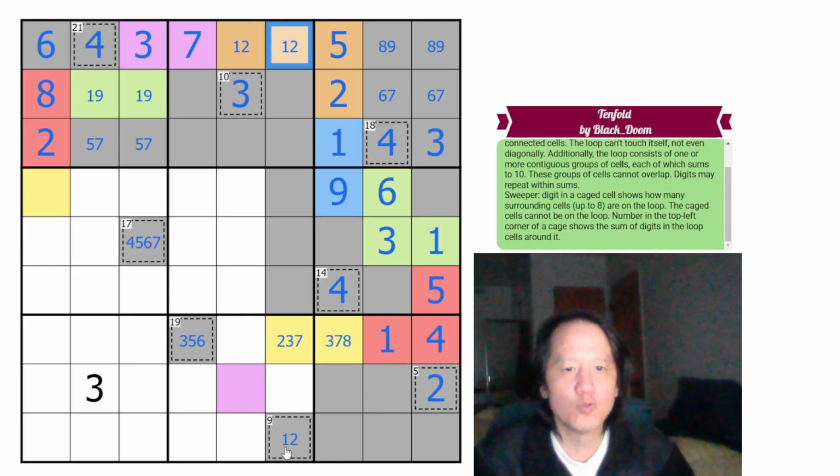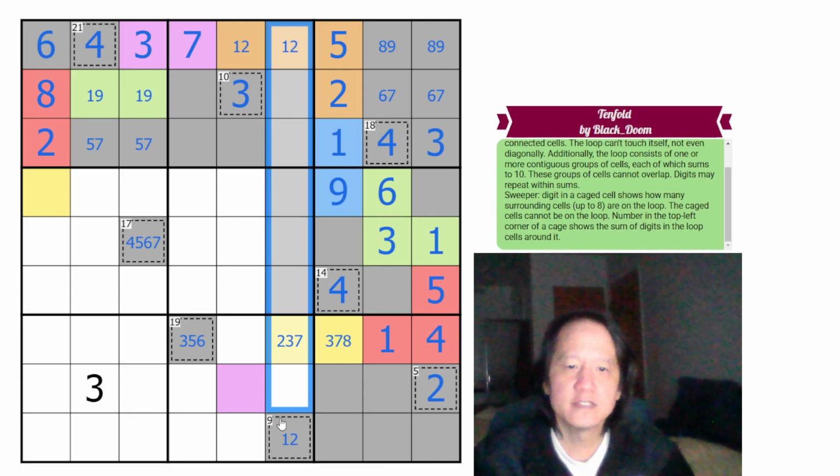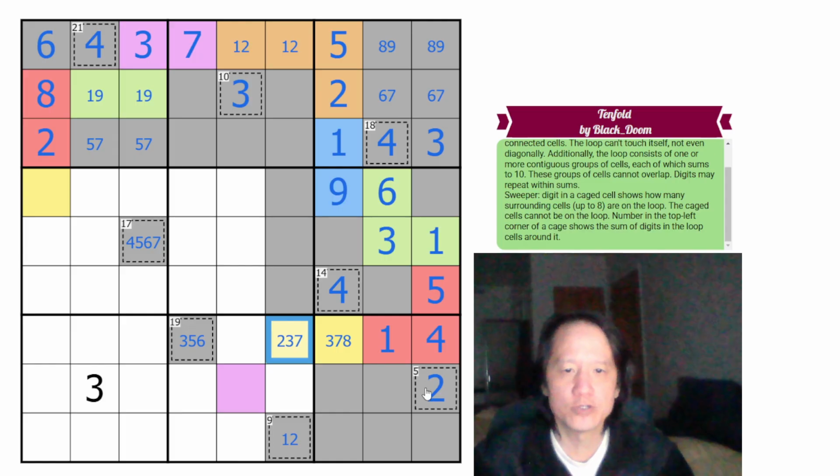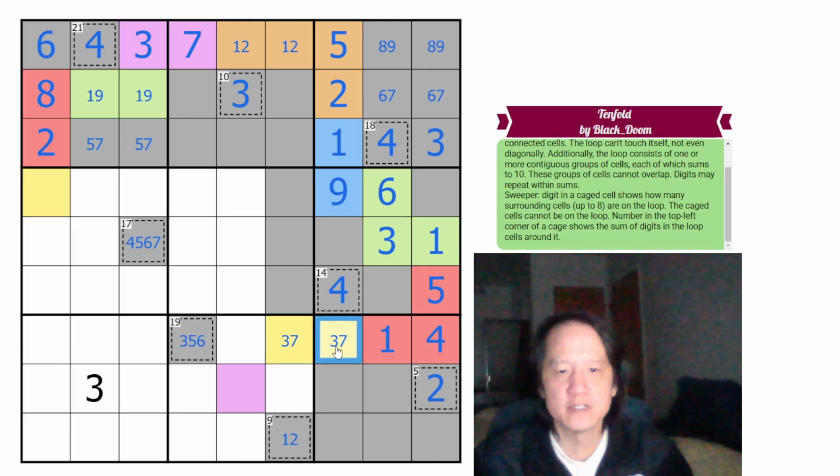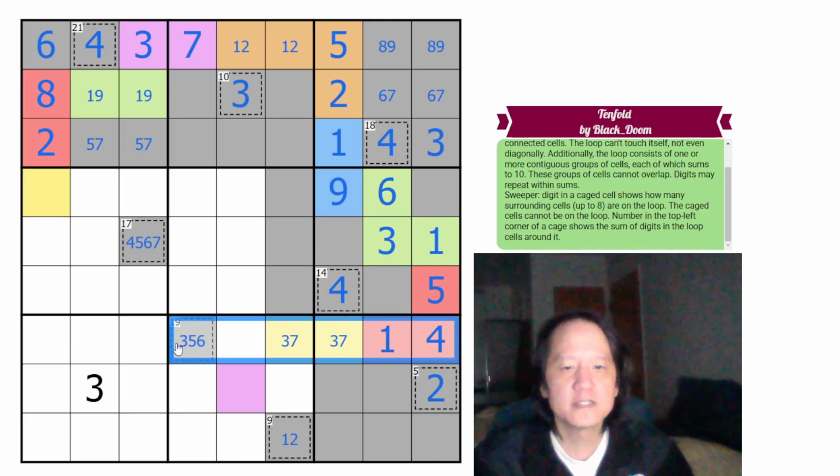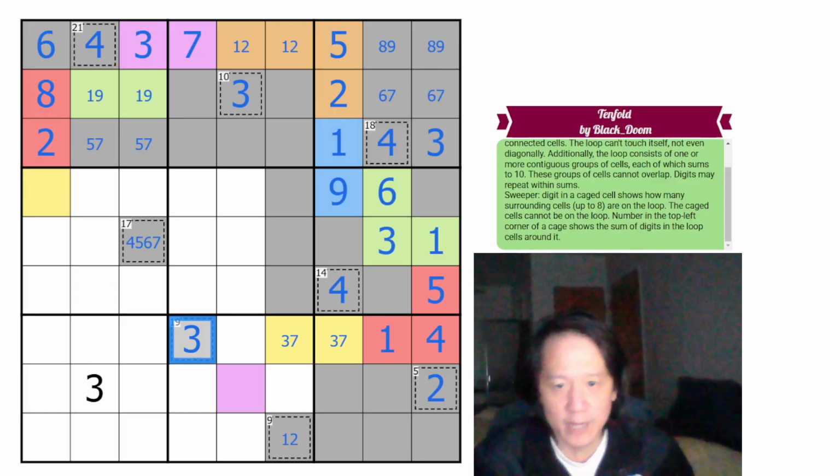And now we have a 1, 2, 1, 2 pair in column 6. So therefore, there cannot be a 1 or a 2 in the rest of the column. This can't be 2. Therefore, this must be a 3, 7 pair. And therefore, since this is a 3, 7, because this adds up to 10, the rest of the row cannot contain a 3 or 7. So this cannot be 3. It has to be 5 or 6.